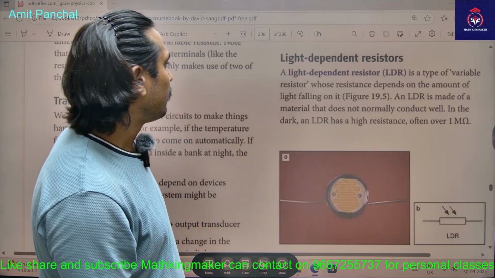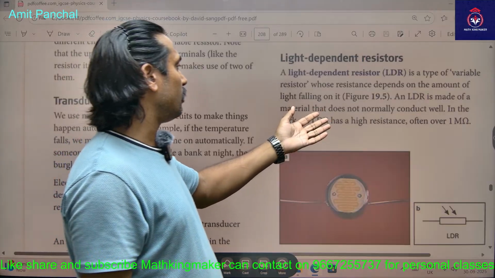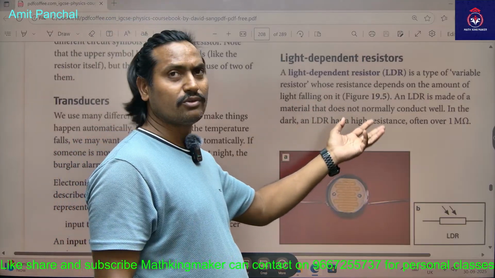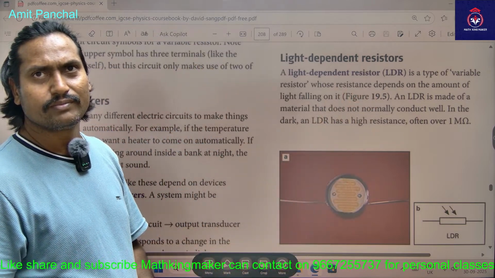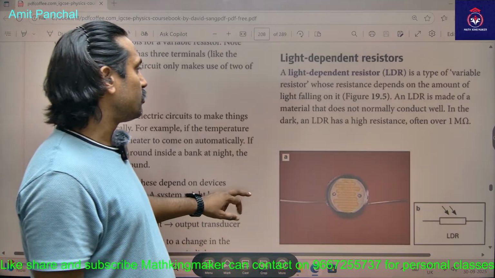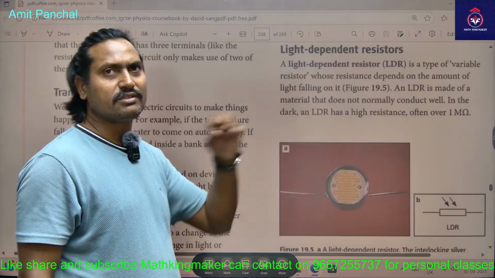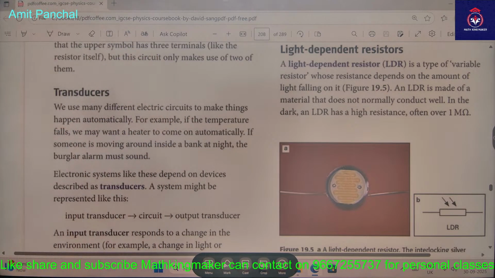So an LDR is made up of a metal that doesn't normally conduct well. In the dark, an LDR has a high resistance. So if it is dark, they will not operate. Often the resistance is over 1 megaohm. So at night they have a resistance of around 1 megaohm, which is a very big resistance, so they nearly don't operate at night.